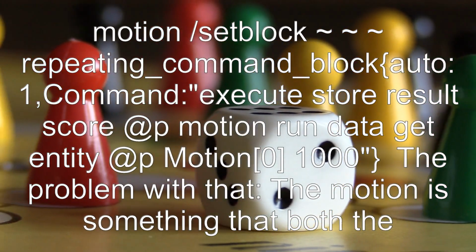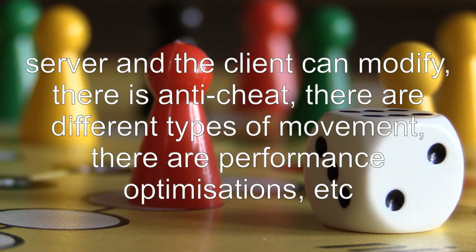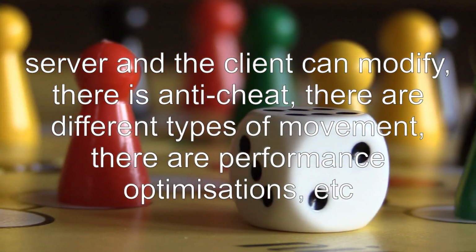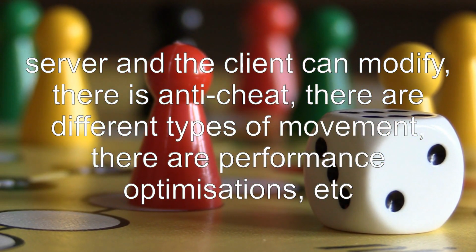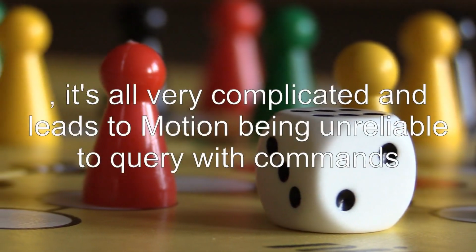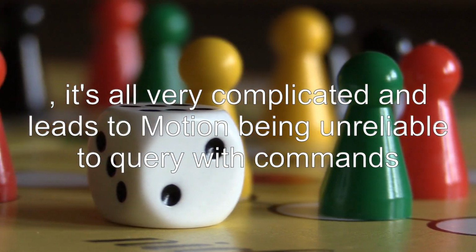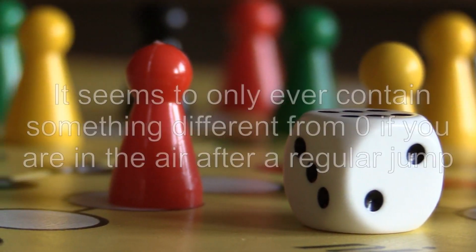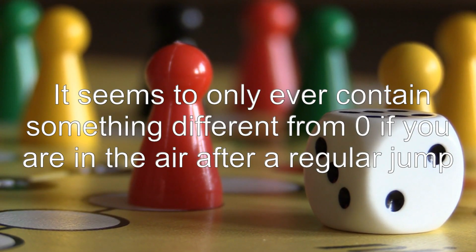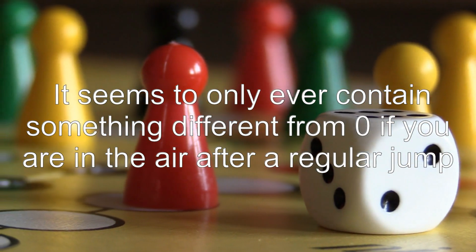The motion is something that both the server and the client can modify. There is anti-cheat. There are different types of movement. There are performance optimizations, etc. It's all very complicated and leads to motion being unreliable to query with commands. It seems to only ever contain something different from 0 if you are in the air after a regular jump.